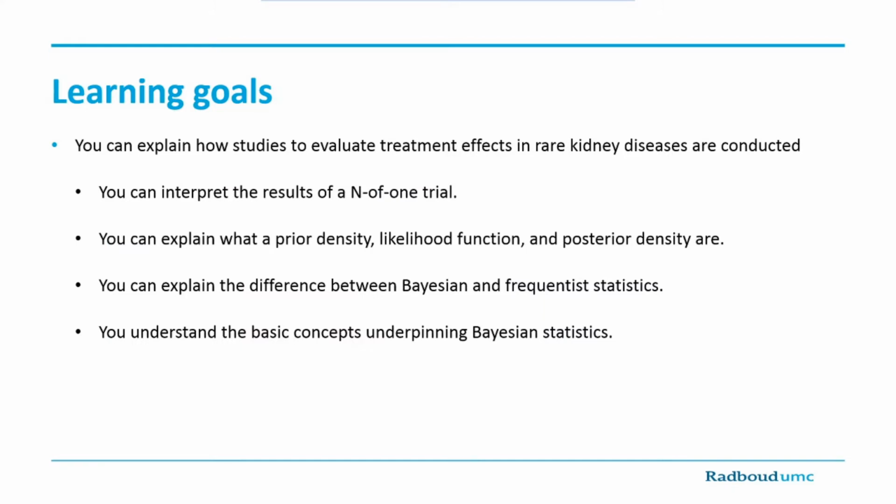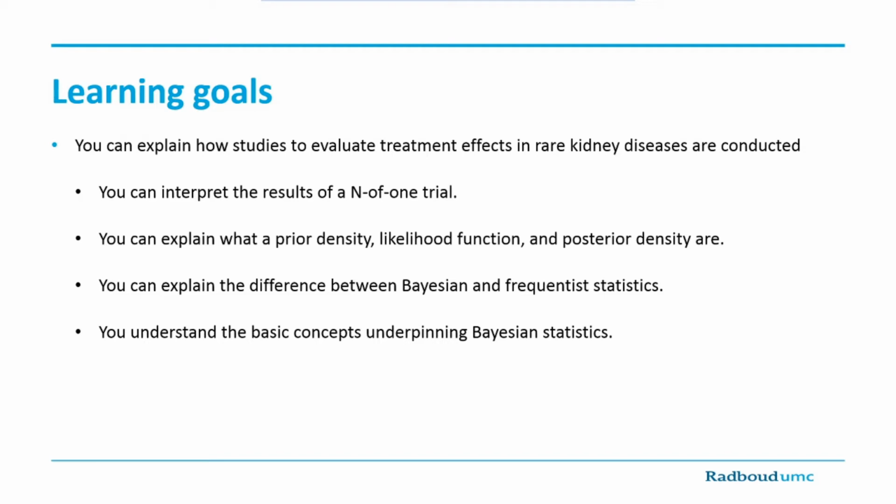The learning goals for the series and the self-study assignment are that you can explain how studies to evaluate treatment effects in rare kidney disease are conducted. So to that end, you need to be able to interpret the results of an N-of-1 trial. You need to be able to explain what a prior probability or prior density is, what a likelihood function is, and what the posterior density or the posterior probability is.